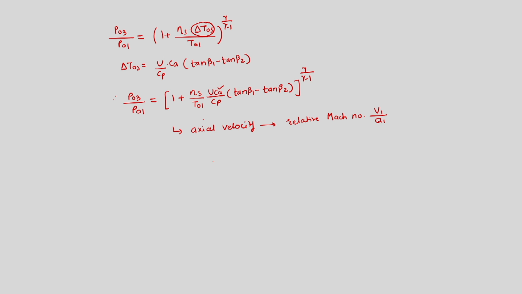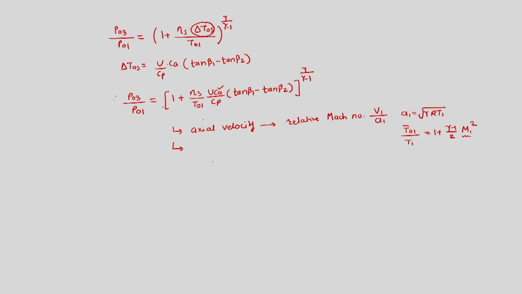So we basically need to find out what A1 is. We know that A1 for a gas is equal to the square root of gamma R T1. Then we should know T1. We know the formula that T01 upon T1 is equal to 1 plus gamma minus 1 by 2 M1 square. So we would know the Mach number at the entry and the total temperature, then we can find T1. Putting that T1 we will get A1, and then the value of the relative Mach number, which would restrict the axial velocity. So only a limited amount of axial velocity will be allowed.